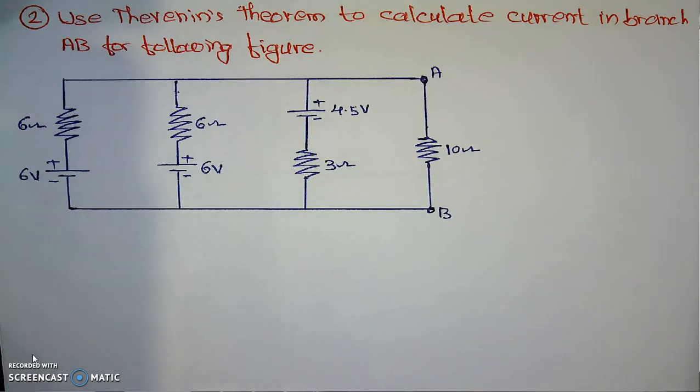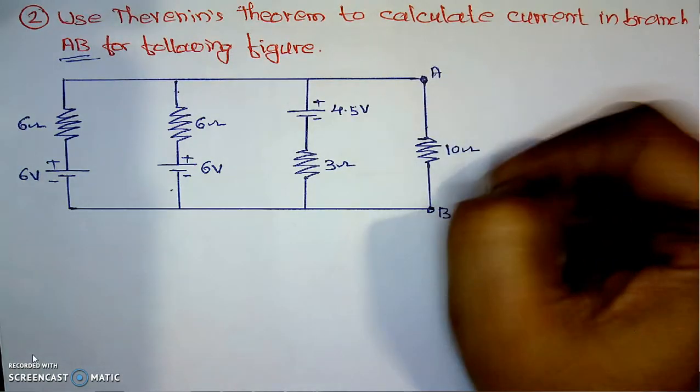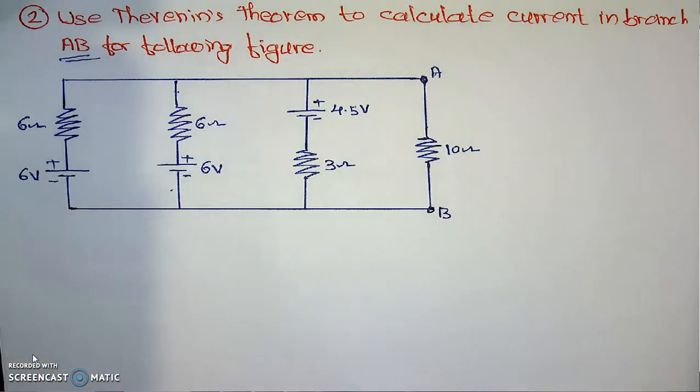In this video, we will solve this particular problem and calculate the current in the branch AB for this particular network. Branch AB, here is A and B. We are interested in directly calculating the current in the 10 ohm resistance.